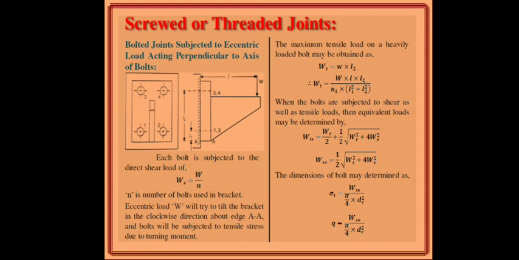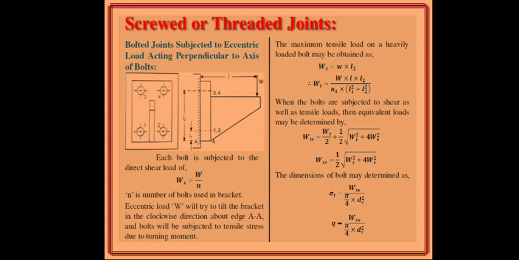When the bolts are subjected to shear as well as tensile load, then the equivalent load may be determined by WTE is equal to WT by 2 plus 1 by 2 square root of (WT square plus 4 WS square), where WSE is equal to 1 by 2 square root of (WT square plus 4 WS square). So WT is the tensile load and WSE is the shear load. So the dimensions of the bolt may be determined as sigma T is equal to WTE divided by pi by 4 DC square, and tau, the shear stress, is equal to WSE, the shear load due to the eccentric load, divided by pi by 4 into DC square.